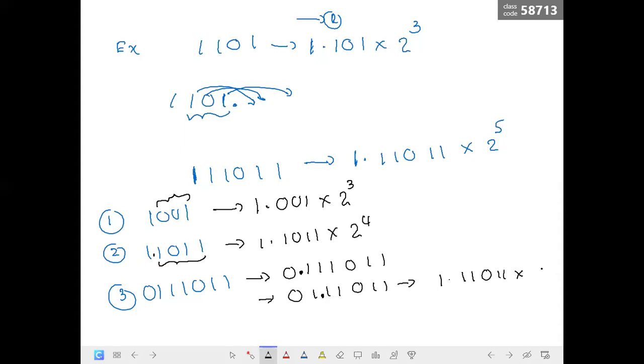1.11011 times 2 to the power... Then how many digits have we taken in this part? 1 2 3 4 5. 1 2 3 4 5.